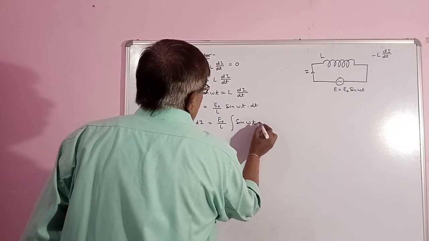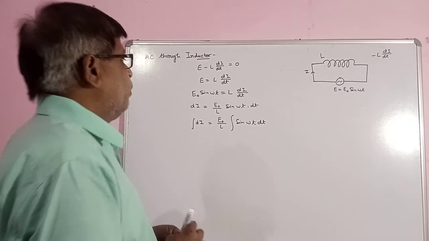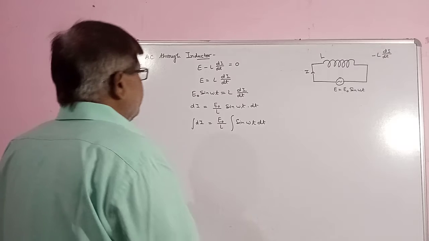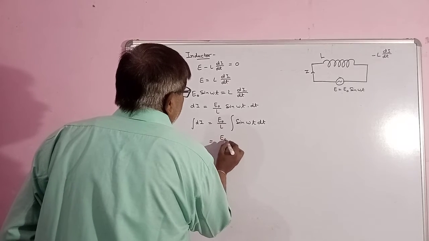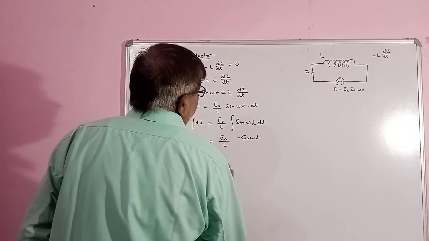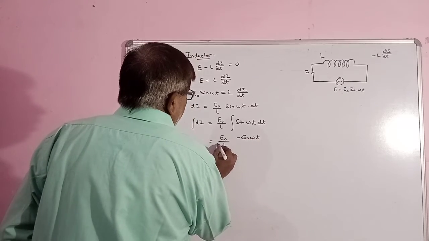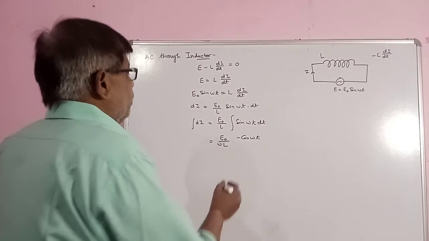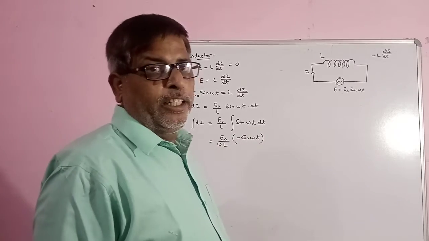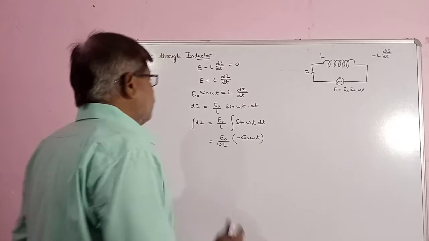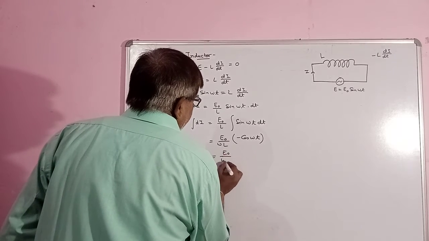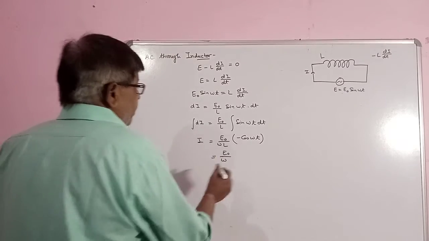And this is integration of sin omega t. The integration of sin omega t is minus cos omega t upon omega. So we can write this omega here. So this is minus cos omega t. We can write this expression like this, and this is I.